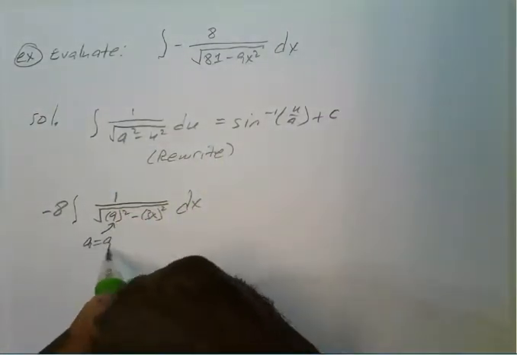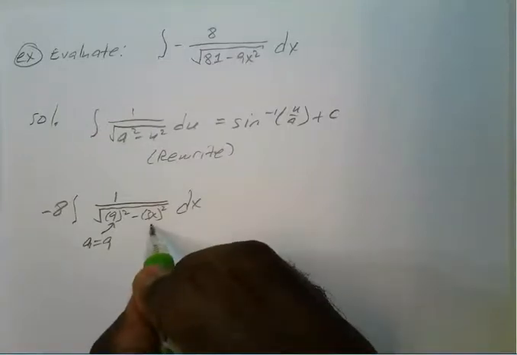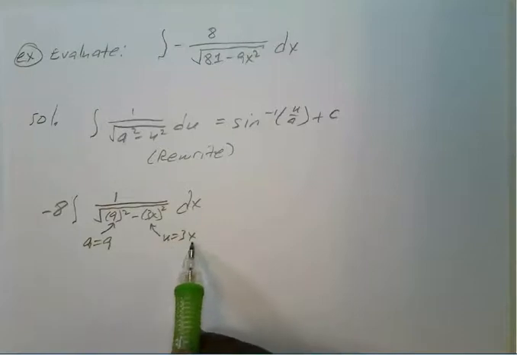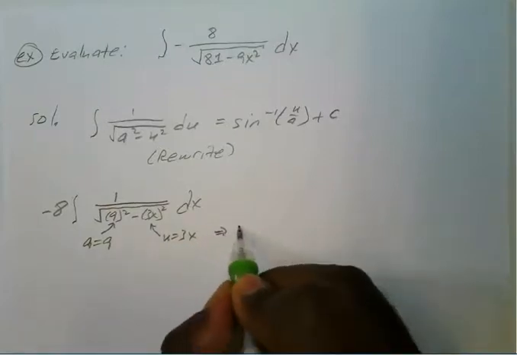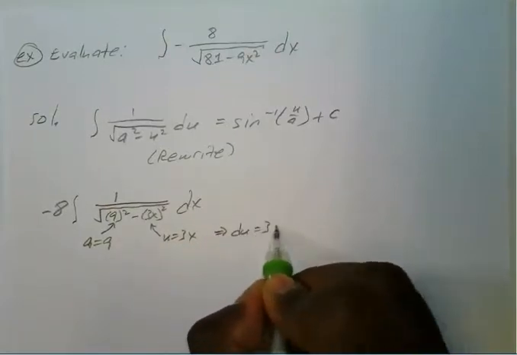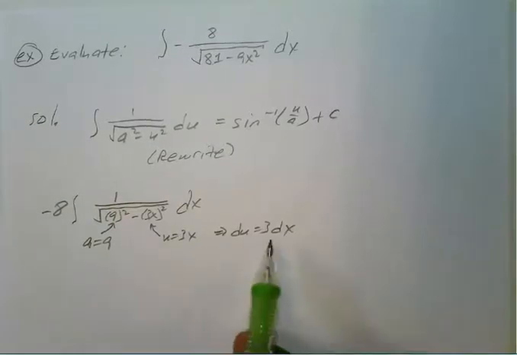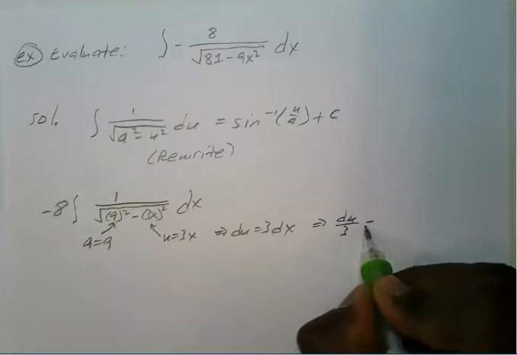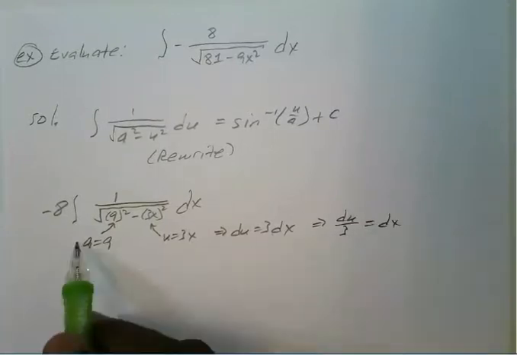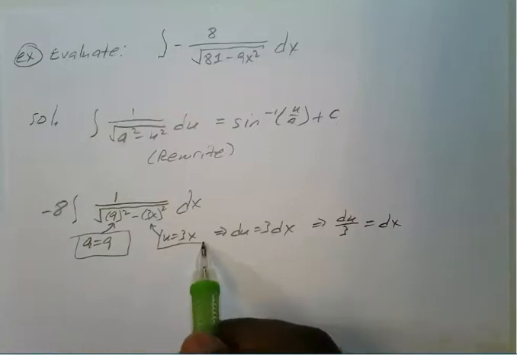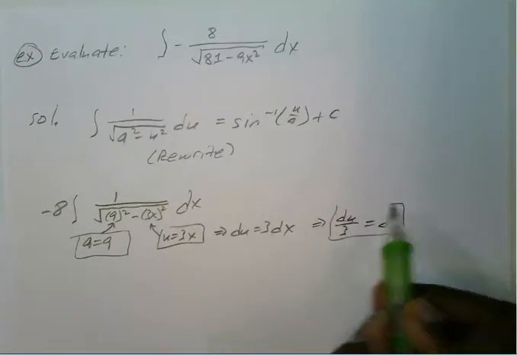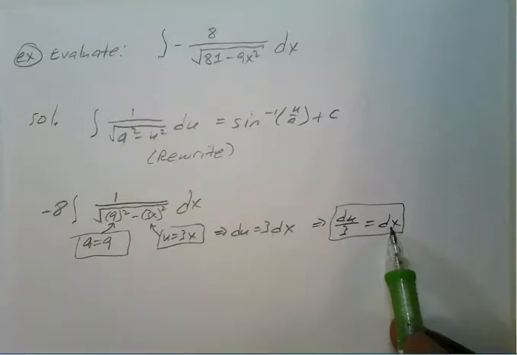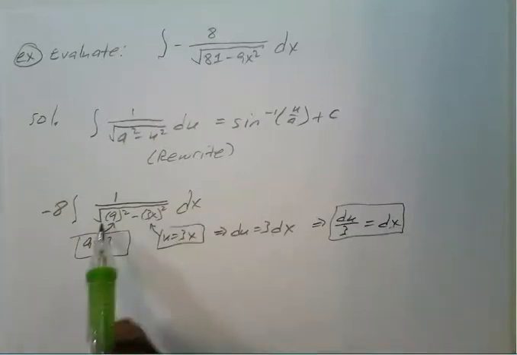Okay. Now we see here, if we match it up, your a is equal to 9. And your u is equal to 3x. Now since your u is equal to 3x, we know that your du is equal to 3 dx. We divide both sides by 3, our du over 3 is equal to dx. So these are the 3 we're going to need moving forward. We have our a, we have our u, and we have our dx. We have to solve for dx. And that's when we start replacing.